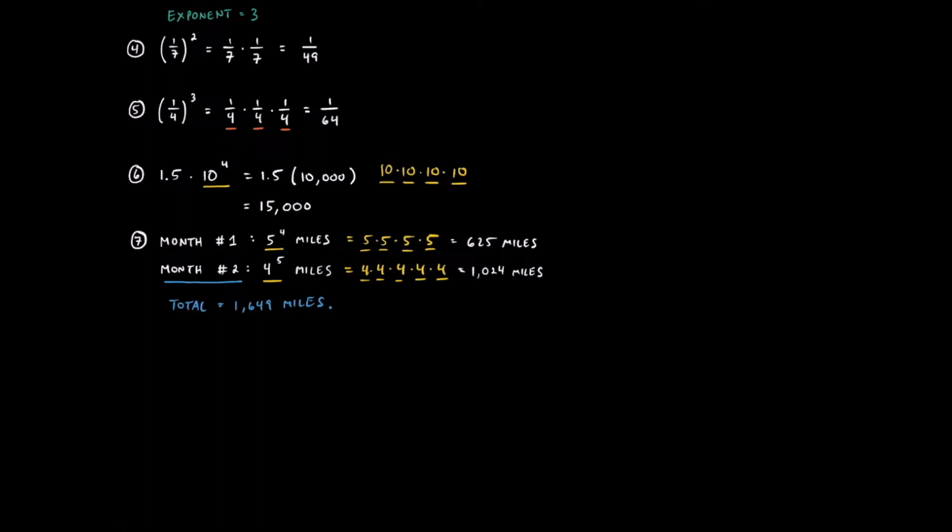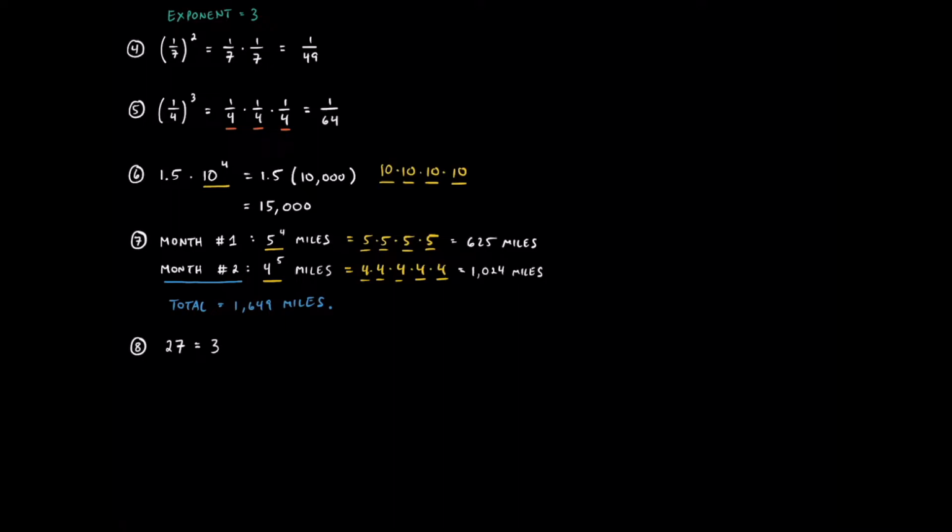Okay, let's try an 8th one here. For an 8th example, let's take a look at the number 27. And let's say, how can we represent 27 using a 3? Okay, so let's try to think about this. If I have 27, how can we write an expression so that we can get to 27 using the number 3?